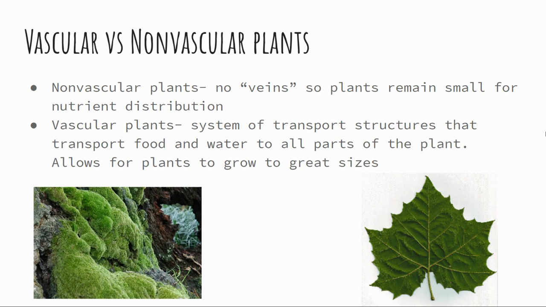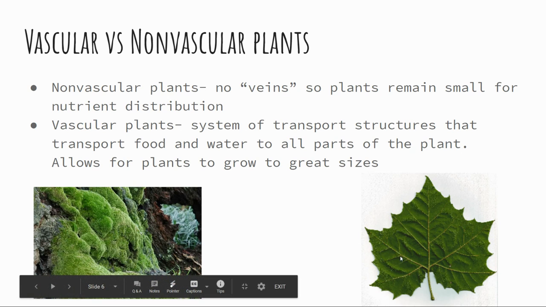So what we mean by vascular, if you look at a leaf, you see these vein-like structures. That's a vascular plant, and mosses are an example of non-vascular plants.